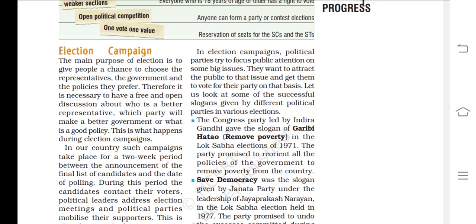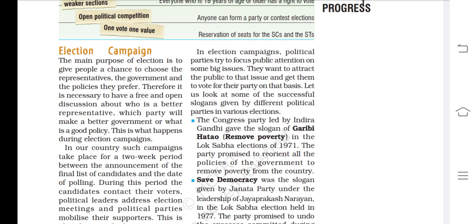We were studying chapter number 4, electoral politics. In the previous lecture, we had studied what is the meaning of election, what makes an election democratic, why elections in India are democratic. We had studied about the voters list, reserved constituencies, why elections are necessary. Now we are going to study the topic of election campaign. Why is election campaign useful?